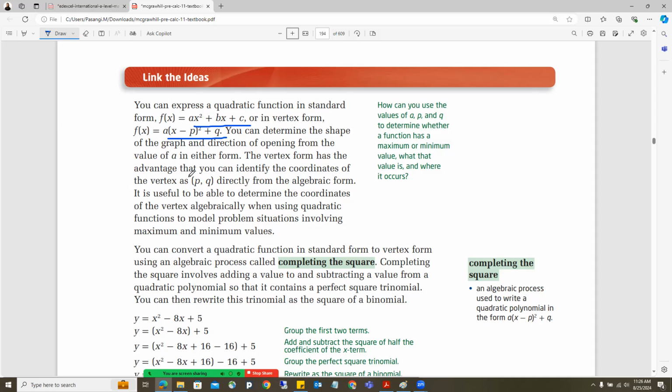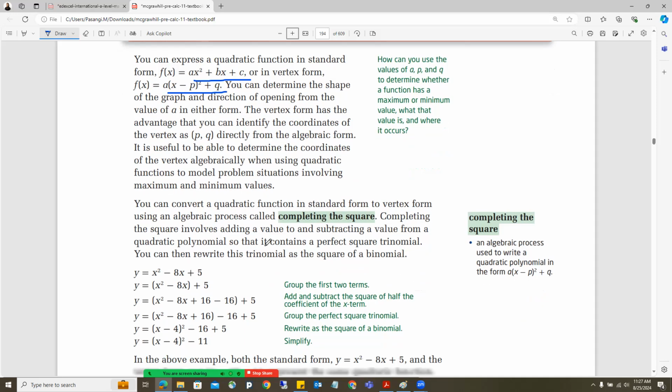The vertex form has the advantage that you can identify the coordinates of the vertex as (p, q) directly from the algebraic form. It is useful to be able to determine the coordinates of the vertex algebraically when using quadratic functions to model problem situations involving maximum and minimum values.